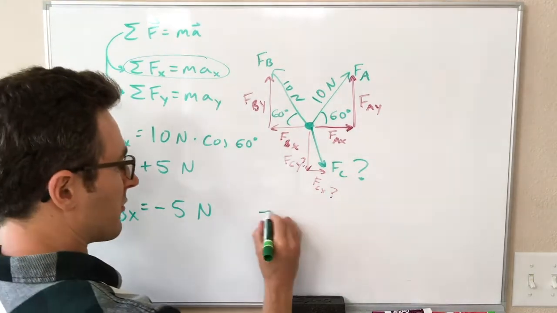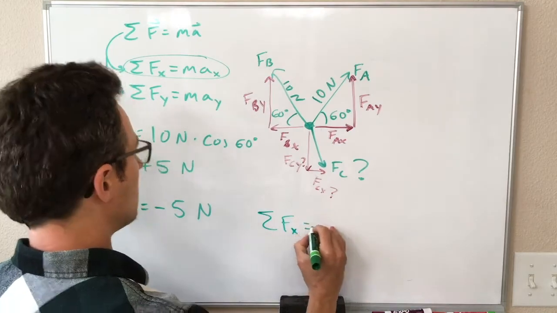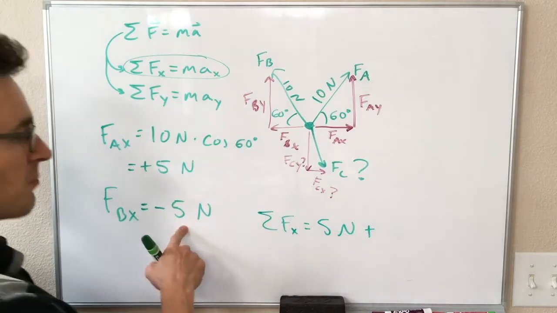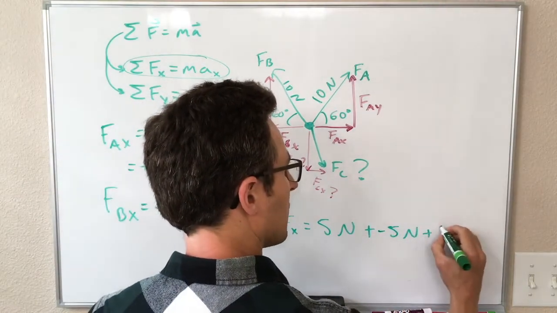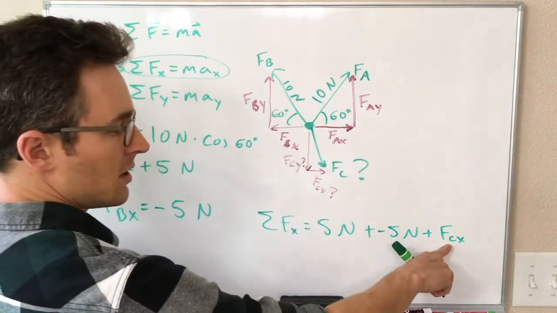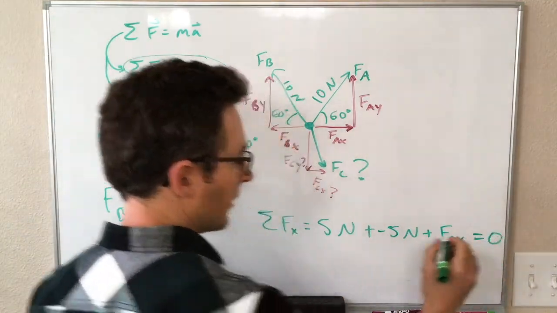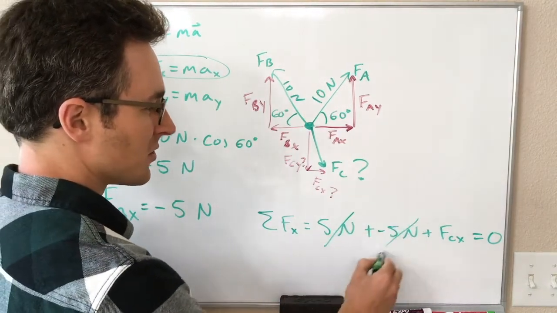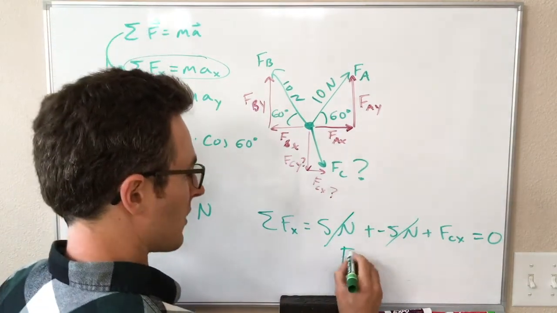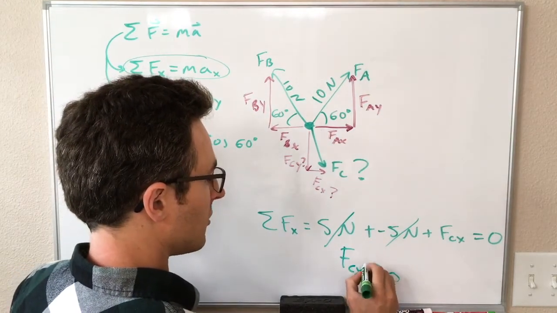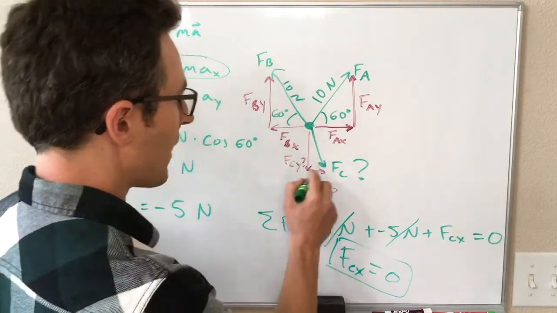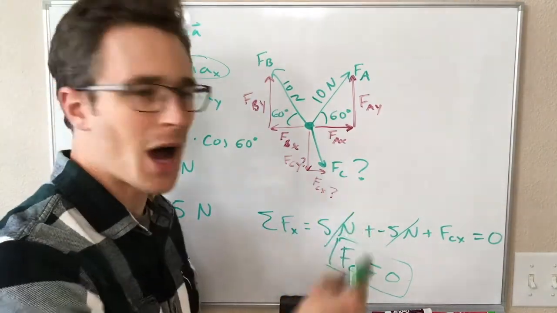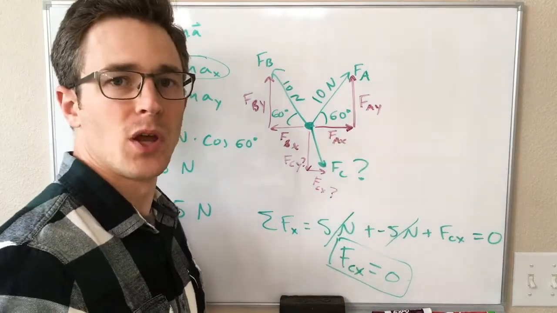So the sum of our forces in the x direction is 5 newtons plus FBX, which is minus 5 newtons, plus whatever the x component of force C is, and this is equal to 0. Okay, well, 5 newtons plus minus 5 newtons is also 0, so that leaves us with FCX is equal to 0. The x component of this force is equal to 0, which means that force C is either pointing straight down or straight up.